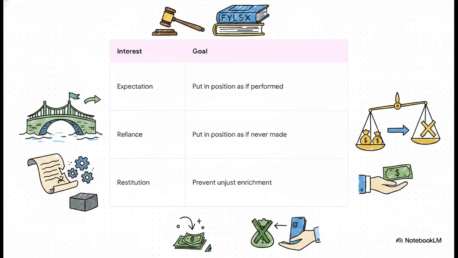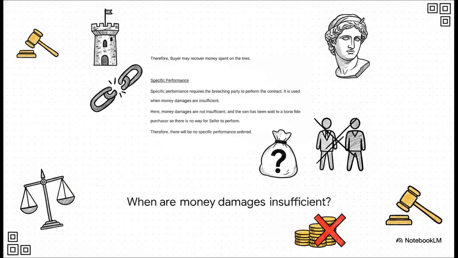If expectation damages are too uncertain, courts use reliance damages to put the party back where they started. And restitution? That's all about preventing unjust enrichment by returning the value conferred to the breacher. Watch out for specific performance as an answer choice. It is an equitable remedy only awarded when money damages just aren't going to cut it, like for the sale of unique land or one-of-a-kind art.